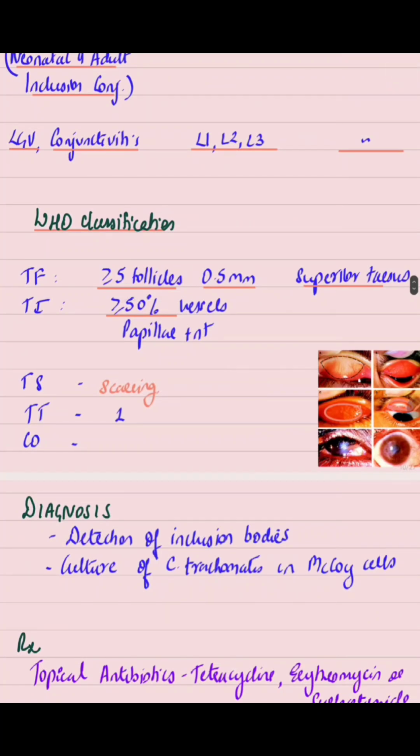These things you should remember: 5 or more follicles of 0.5 mm, and in trachomatous inflammation more than 50% of the vessels should be obscured. In trachomatous trichiasis at least one eyelash should be turning inwards, and last is corneal opacity. That is the WHO classification.